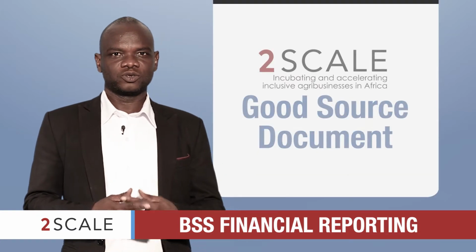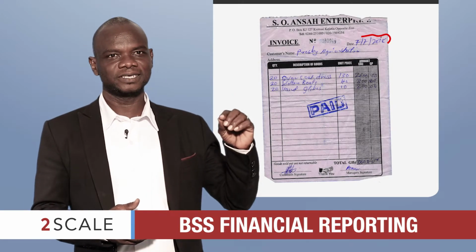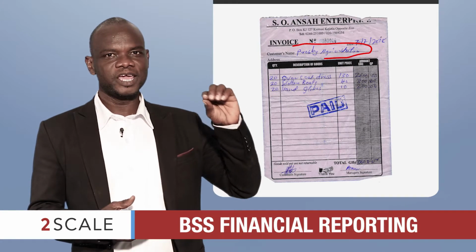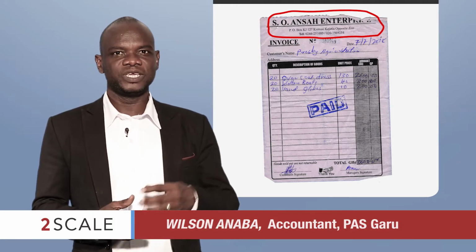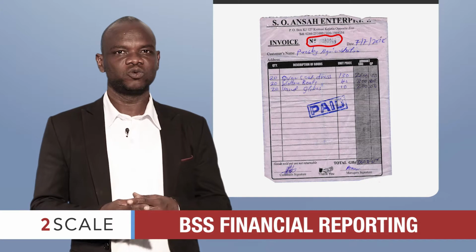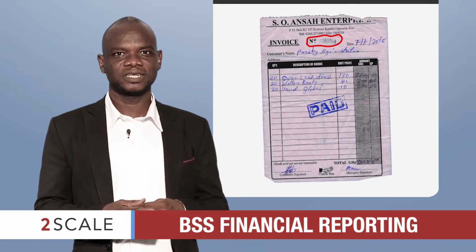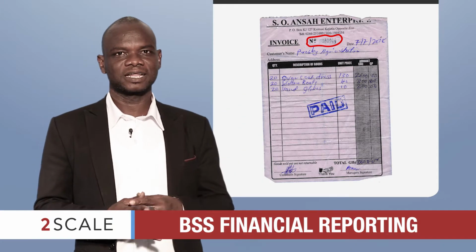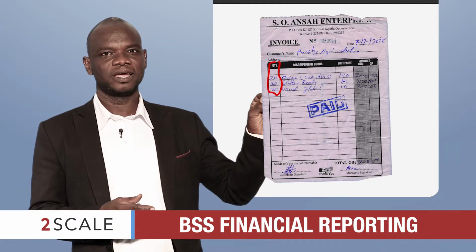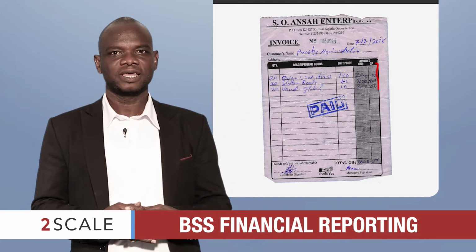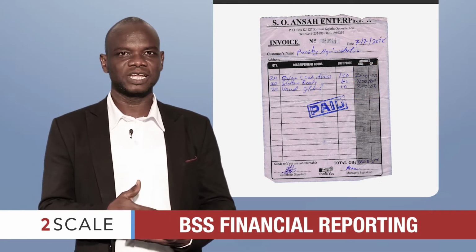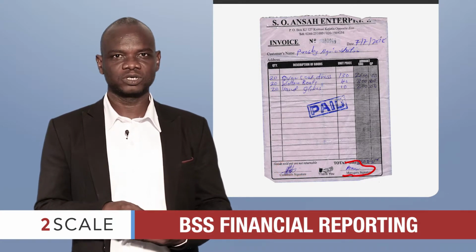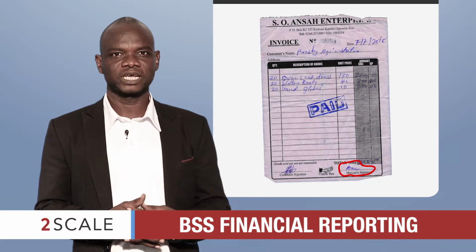What do I mean by good source documents? For example, your invoice should have a date, it should have a name for the organization that is purchasing, it should have the vendor's name and address, there should be an invoice number to be sure that such invoices don't repeat themselves. Then the other details can come: the quantity, the unit price, and the amount. Then if all that is done, the person buying or purchasing the item should sign, and the manager should also sign. The manager of the vendor should also sign.